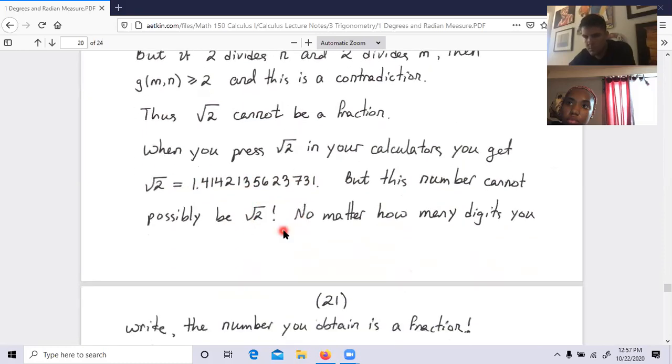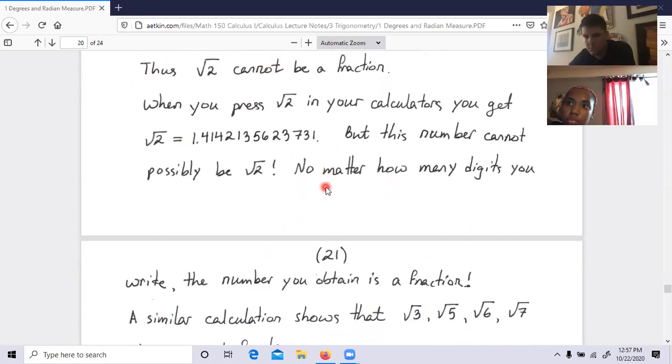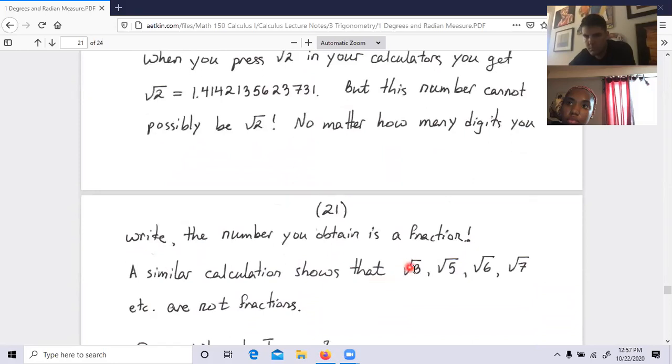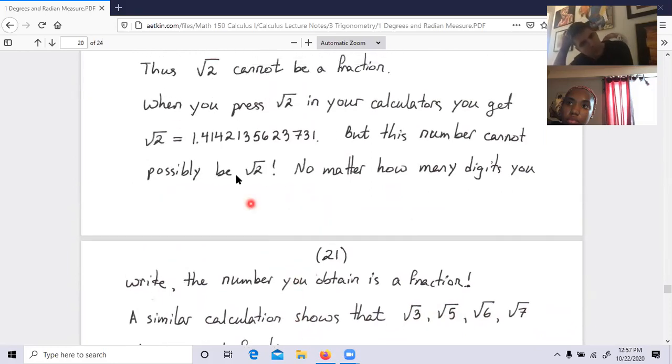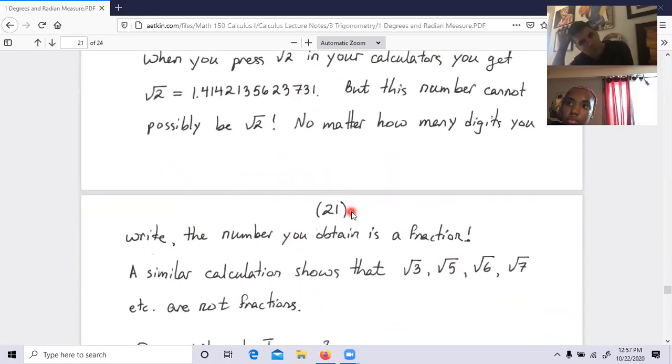And no matter how many digits you write, you are not writing root 2, because what you wrote is a fraction. And the same thing holds for root 3, root 5, root 6. For most numbers, when you try to calculate the roots, you will observe it cannot be a fraction. So this cannot be the answer.